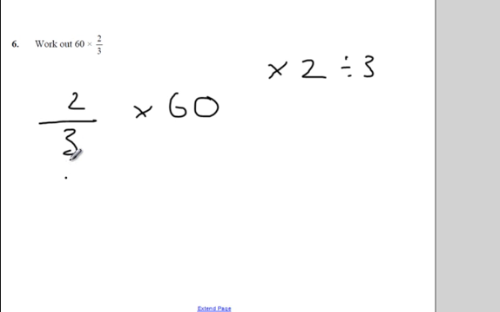I'm going to do the dividing by 3 first because I can see that 3's go into 60. If they didn't, I would times by 2 first. So 3's go into 60 20 times. So now I can multiply by 2. 2 times 20 gives me an answer of 40.